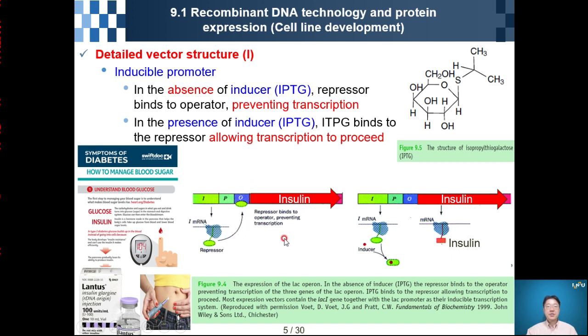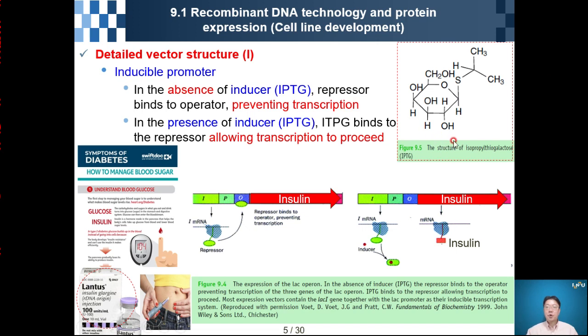Okay, let me show you one example. This is a symptom of diabetes. Usually diabetes patients have difficulty managing their blood sugar level. That's why they have to inject insulin by themselves every week. So how to make the insulin? This is the vector structure for the production of insulin. They use the inducible promoter. First of all, for the inducible promoter, we need the inducer. This is the structure of the inducer.